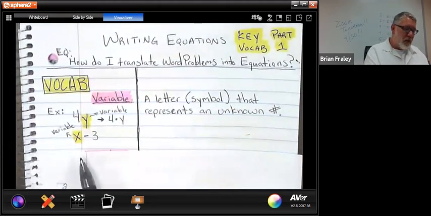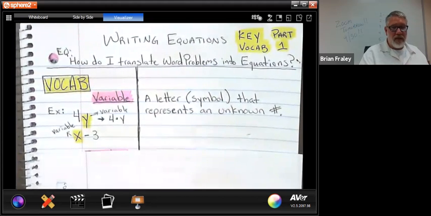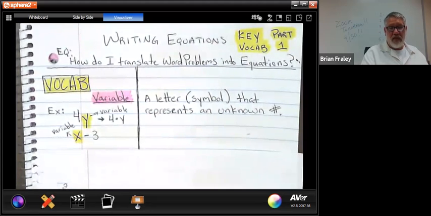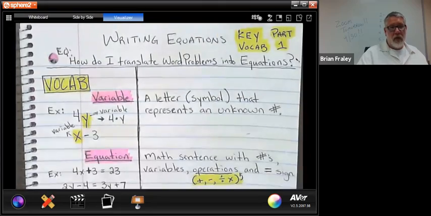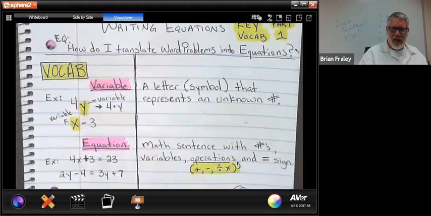And then here's another one. It just simply says x minus 3. X obviously is the unknown number, the variable. You can use any letter you want to. X, Y, Z, anything. A, B. Usually we don't use letters like O or I because they kind of look like numbers.